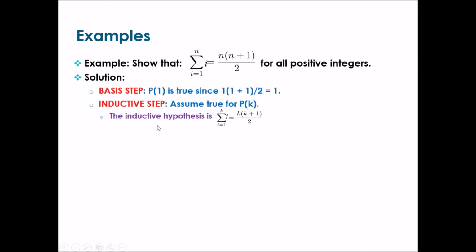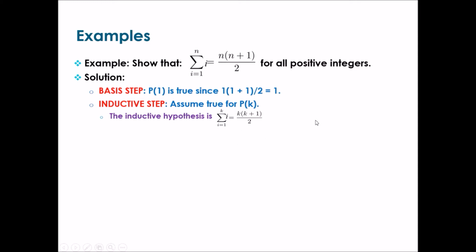P(k) is true means that we have to suppose that the sum of i from 1 to k, that is n, is equal to k times (k plus 1) divided by 2. Now we have to prove that if P(k) is true, P(k plus 1) is also true.